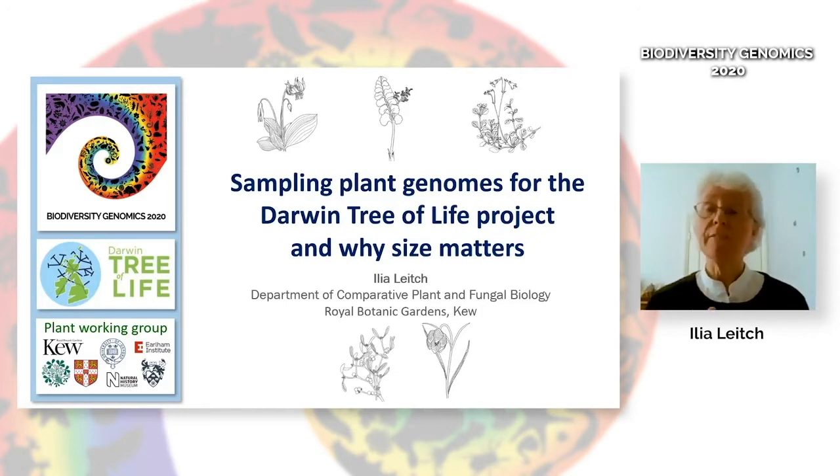And I guess the real overall aim of this part of the Darwin Tree of Life project is to bring together all this wealth of information that we have on the British flora, and to combine this with the developments in DNA sequencing and analytical approaches being developed by the Darwin Tree of Life in order to enable us to produce and establish the world's first genome sequence flora. So that's our overall aim.